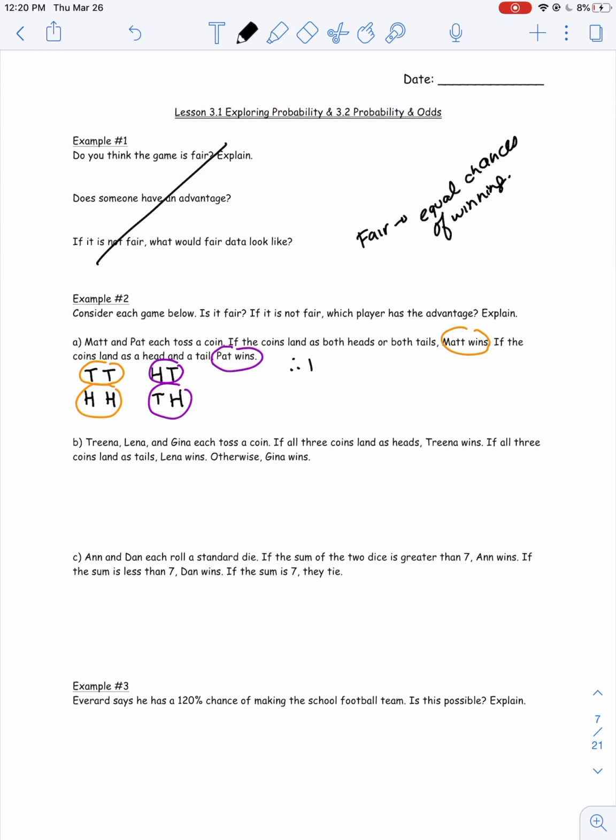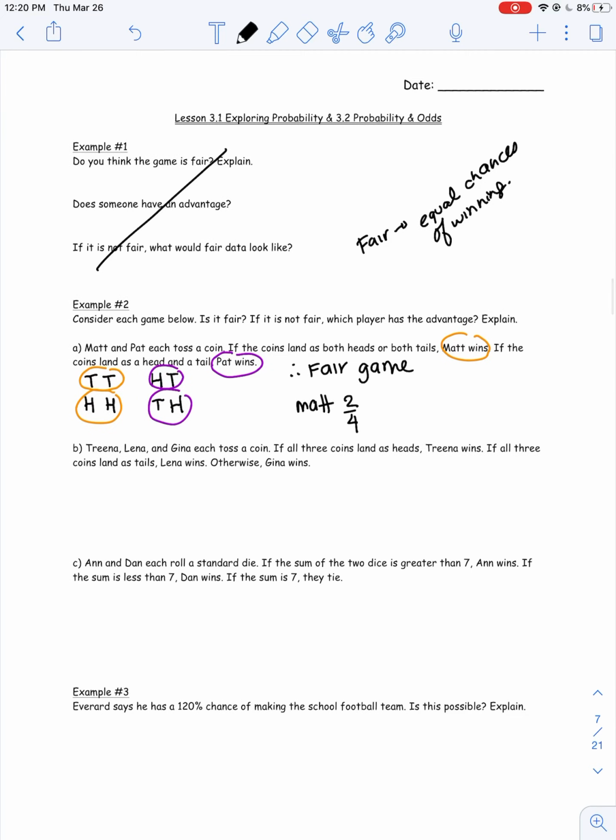We can tell just by looking at this that this is a fair game. The reason being that Matt has a 2 out of 4 probability of winning, and so does Pat, which we would simplify to 1/2. So they both have equal chances of winning.